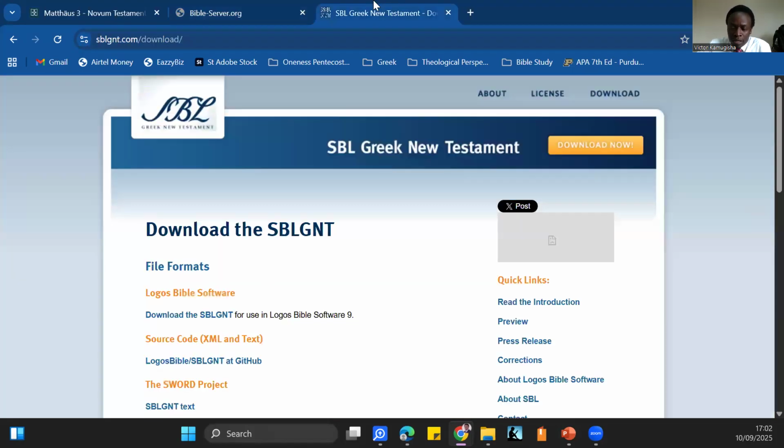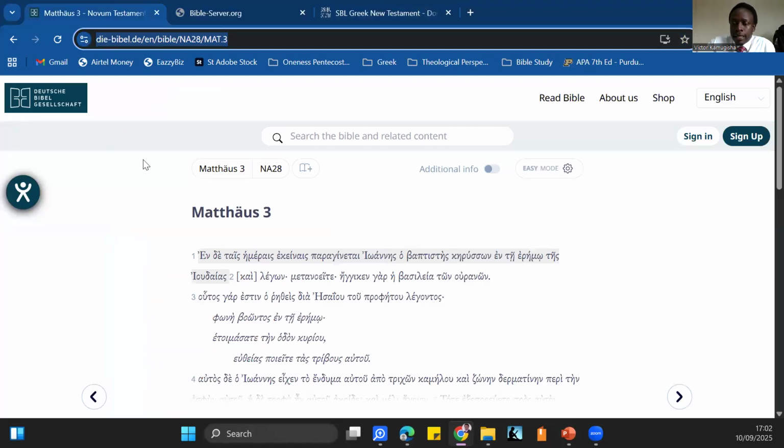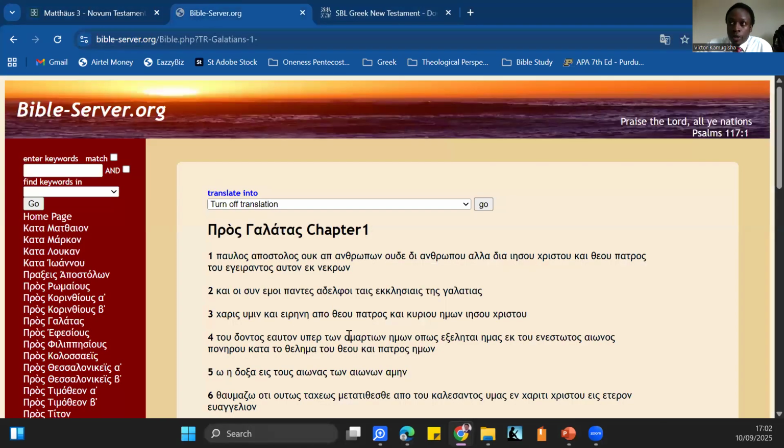There is another one, especially for some of you who may be scholars or current or potential or future scholars. Then there is the SBL Greek New Testament. This one does not lead to a particular version, except those in particular software, but it helps. It has interlinears, and it helps you to do particular analysis there. So the two primary ones, you either use the Nestle-Aland 28th edition, or you use the Textus Receptus. You can also download them.